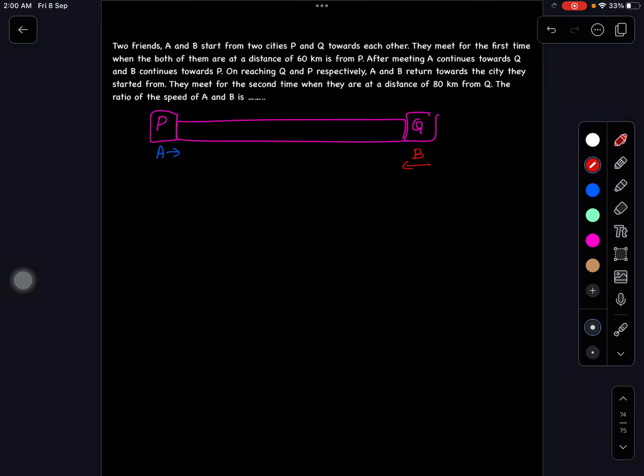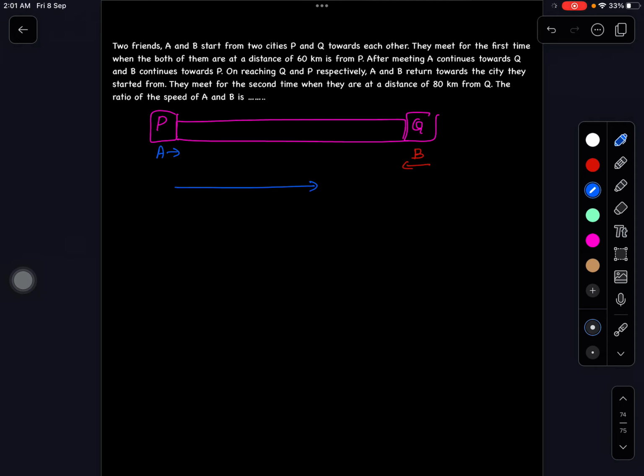But here we have no idea what is the total distance. The question can as well be what is the total distance here also. They are asking what is the speed ratio, but the question for this particular problem could also be what is the total track length between P and Q. How do we approach here?